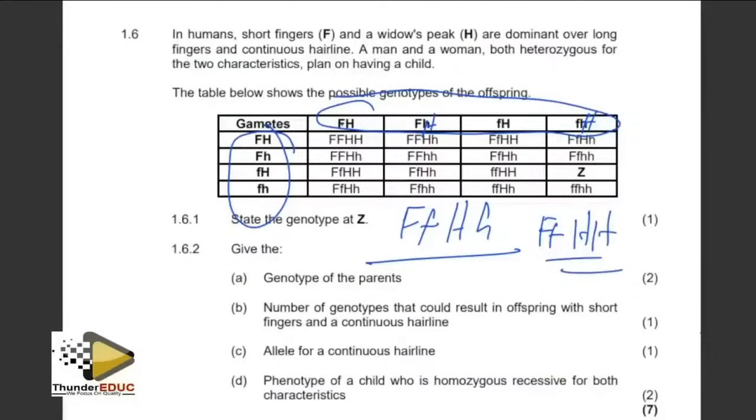Simple, no stress. They're asking for the number of genotypes that could result in offspring with short fingers, and short is dominant, and this one is recessive. Because it's recessive, I need to have the small h. As long as I have capital H, that is 1, 2, 1, 2, and then 3. So there are 3. And the allele for continuous hairline, allele, not genotype, is going to be small h. The genotype of the child that is heterozygous recessive for both alleles is this one, which is small f. Yes.